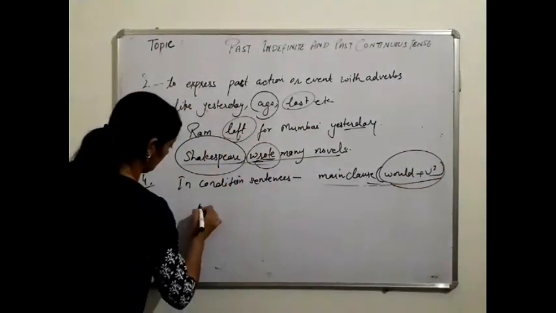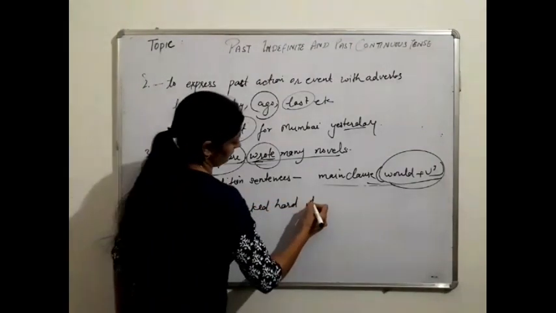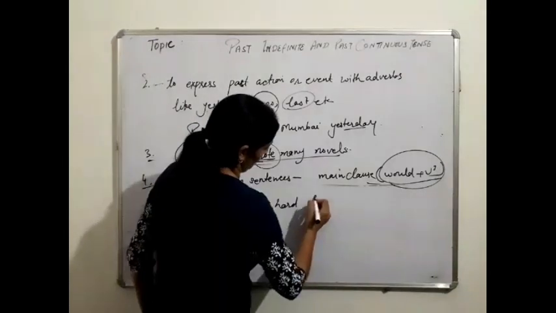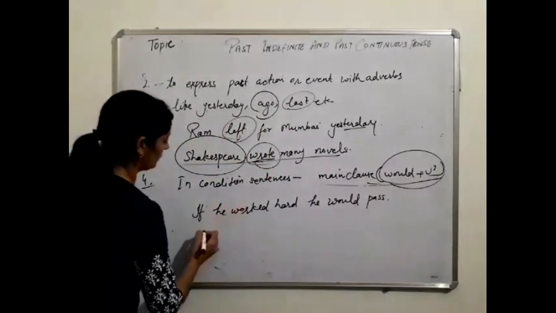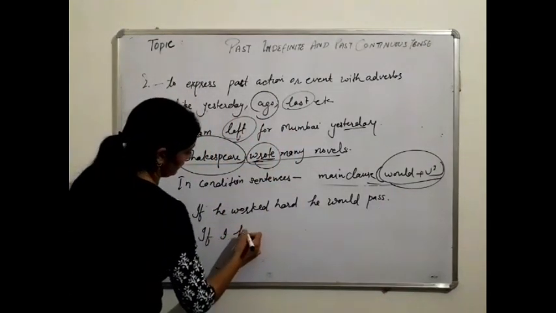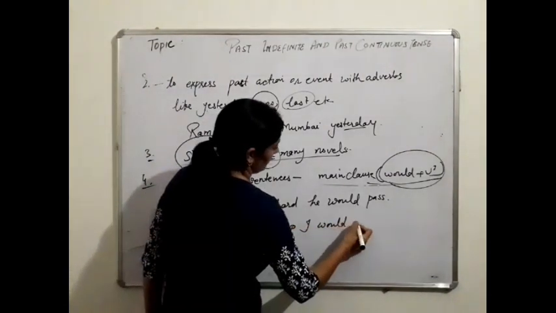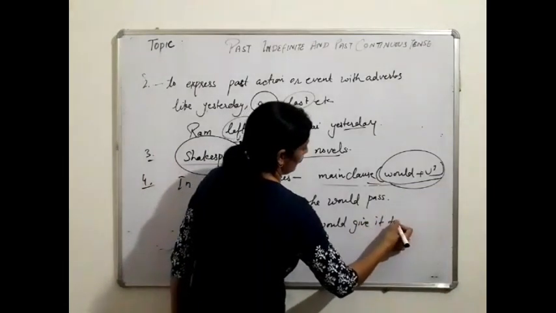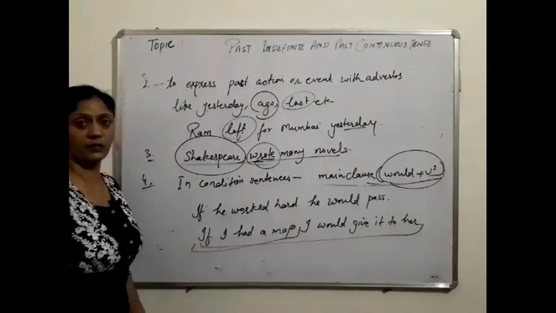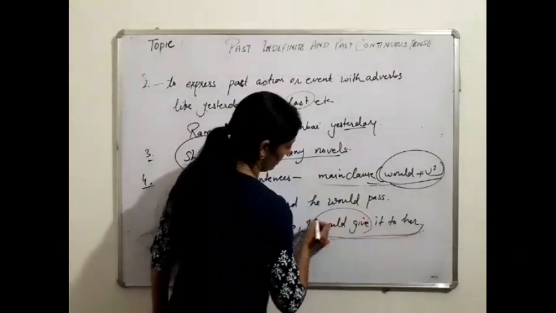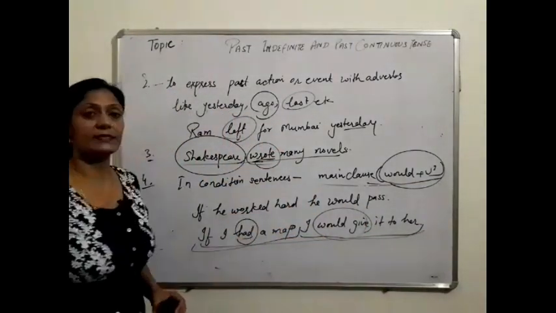For example, if he worked hard, he would pass. We can also write, if I had a map, I would give it to her. See the sentence. Two clauses are there. The first one is the if clause. The next one is the main clause. In the main clause there is would plus first verb. So in the if clause we use the second verb.